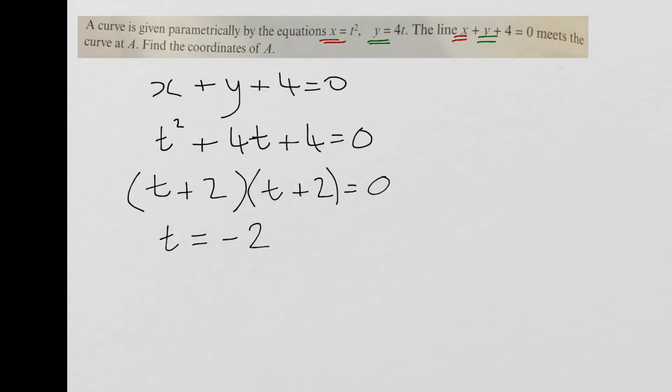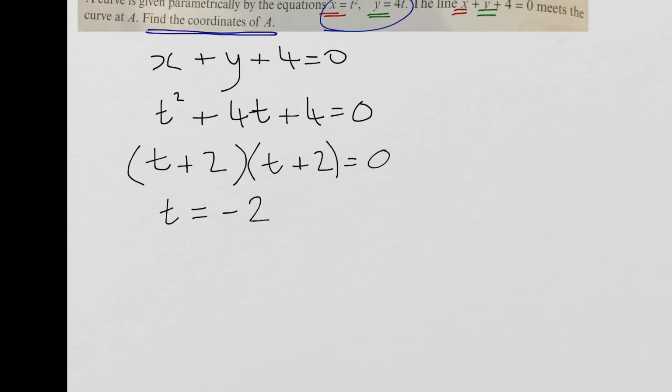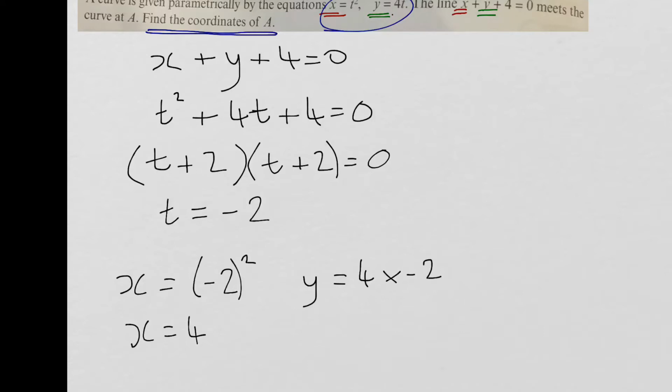Now, you haven't actually finished answering the question at this point. Yes, we've worked out what the value of t is, but if you go back to have a look at the question, it's asking you for the coordinates of A. So to get those coordinates, we're going to go back to the original parametric equations and work out what those values could be. Given that t is equal to minus 2, x is going to be minus 2 squared, which will give us 4, and y is equal to 4t, as we can see up here, so that's 4 times minus 2, which gives us minus 8.